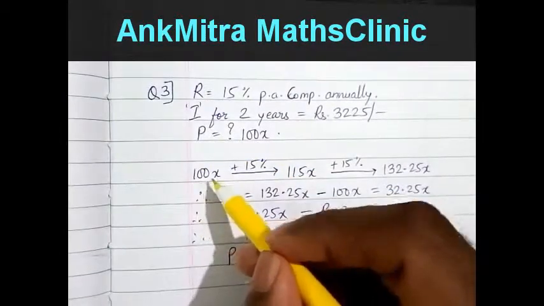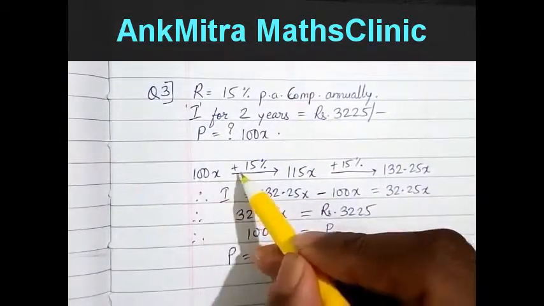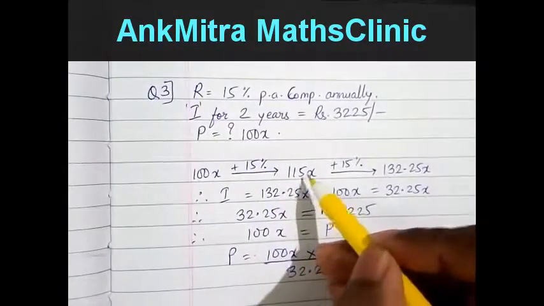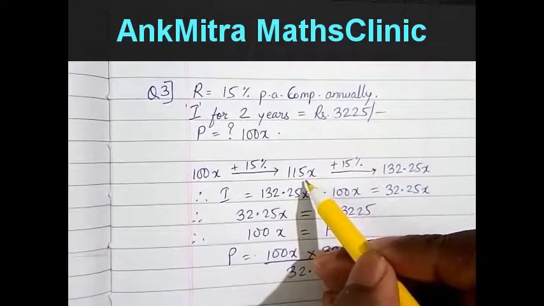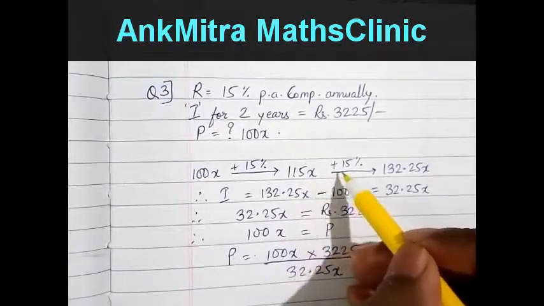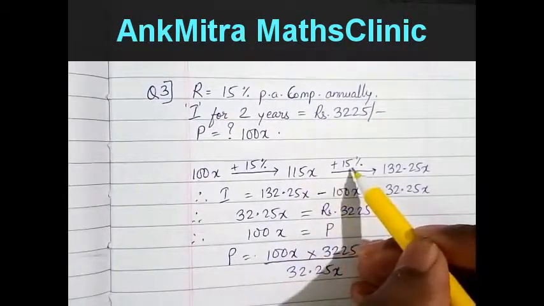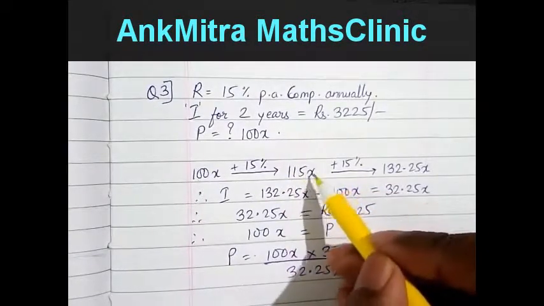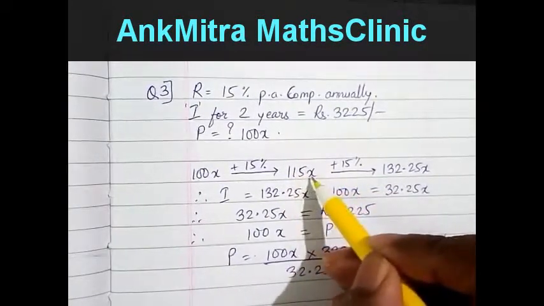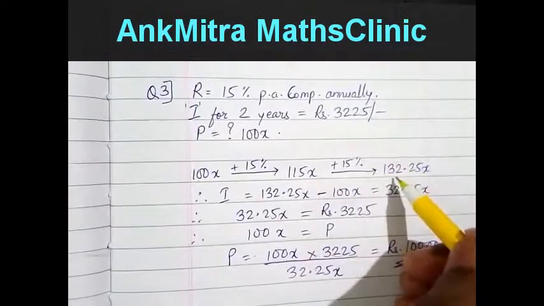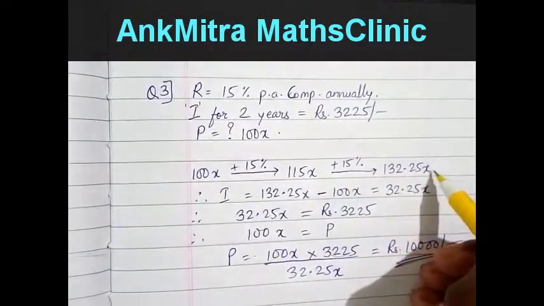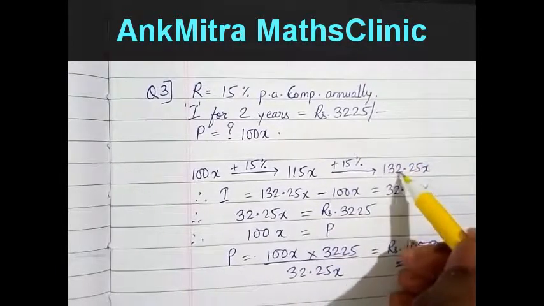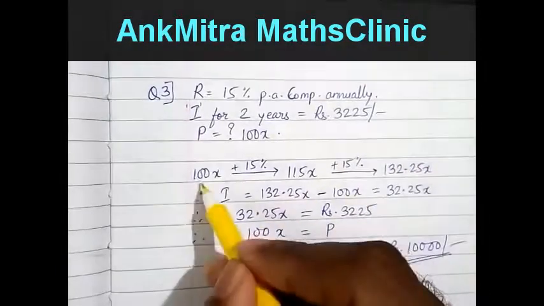Okay, so after first year, 100x will get an addition of 15% and become 115x. So this 115x becomes the principal for the second year. So there will be another addition of 15% in the second year on this 115x. So calculating 15% of 115x and adding it to it, we get 132.25x. So the interest part, that will be 132.25x minus 100x.